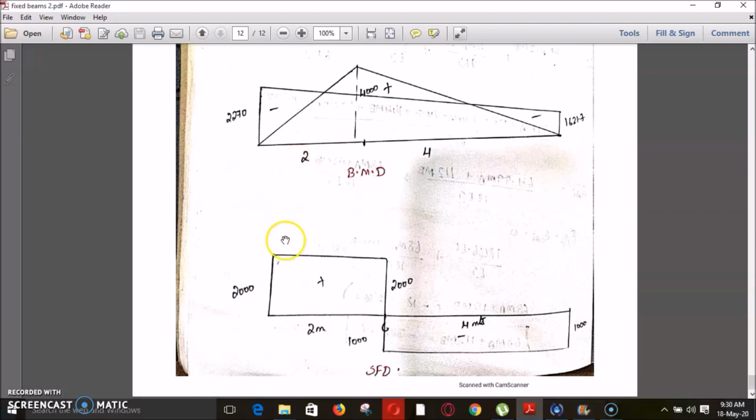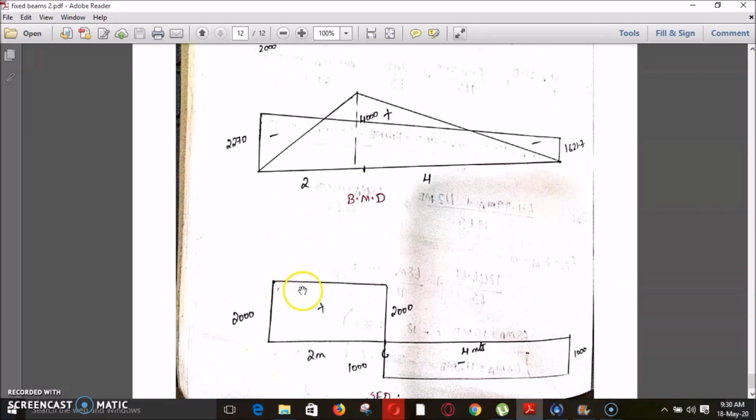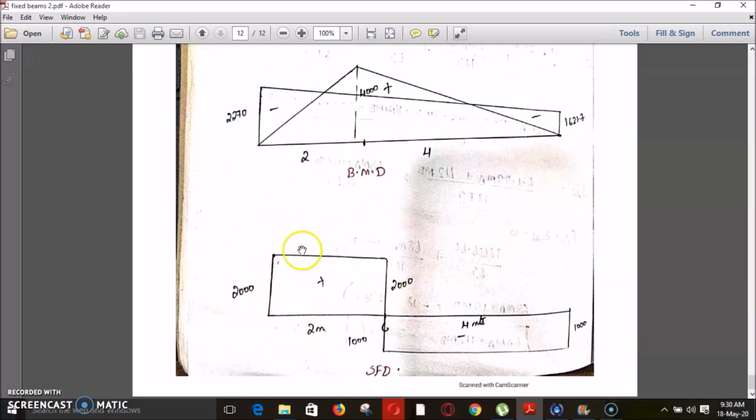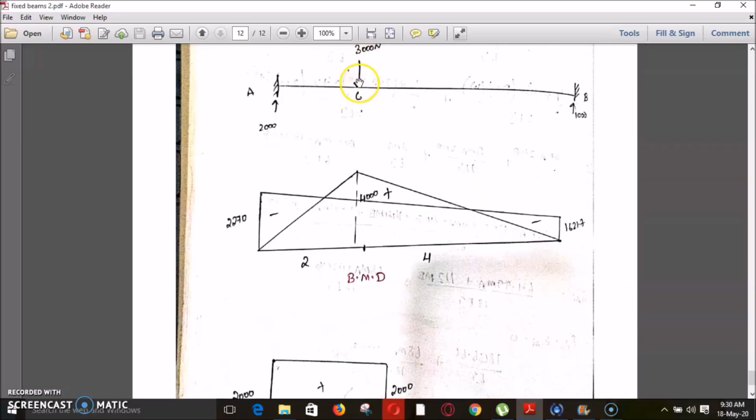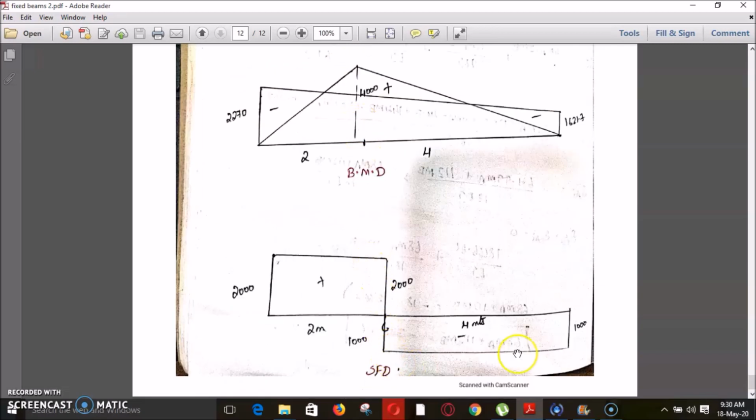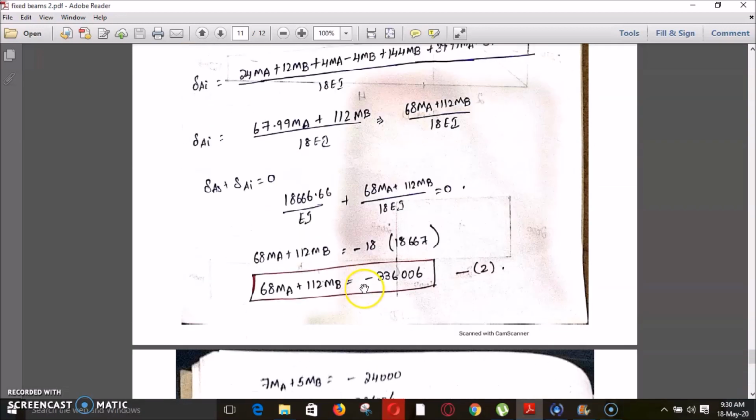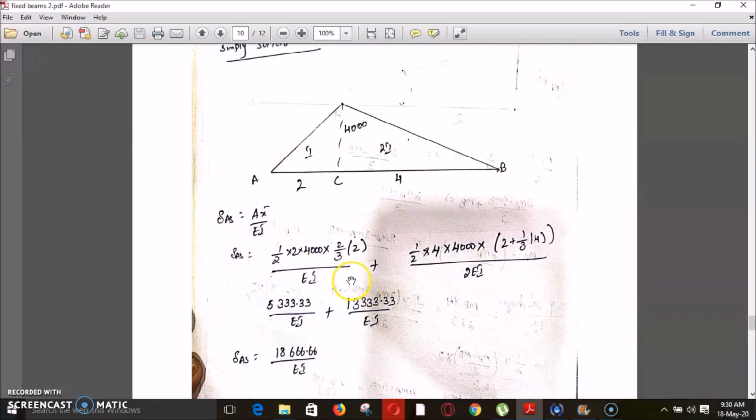And coming to the shear force diagram, here it is 2000 positive. Coming to this point, we subtract this 3000. Till here it is 2000. From here to this point, it will be 2000 minus this 3000, that is minus 1000. So this is the shear force diagram. This is how we analyze a fixed beam of varying flexural rigidity.